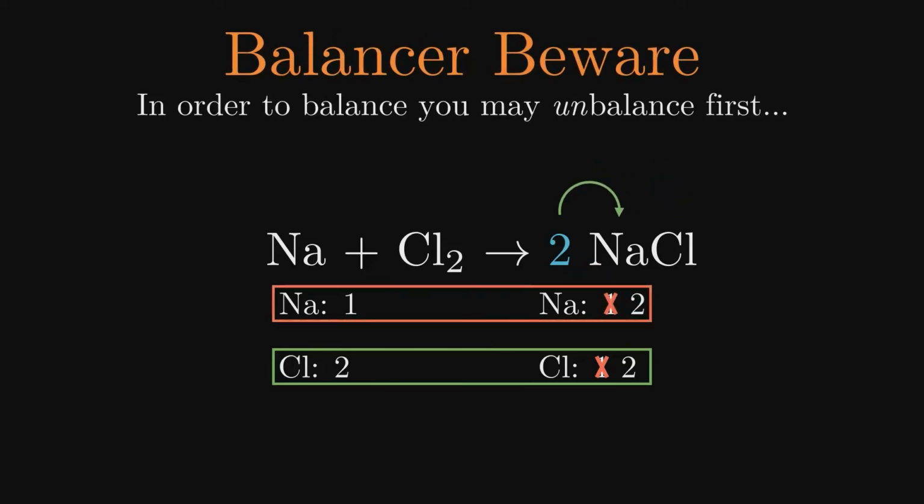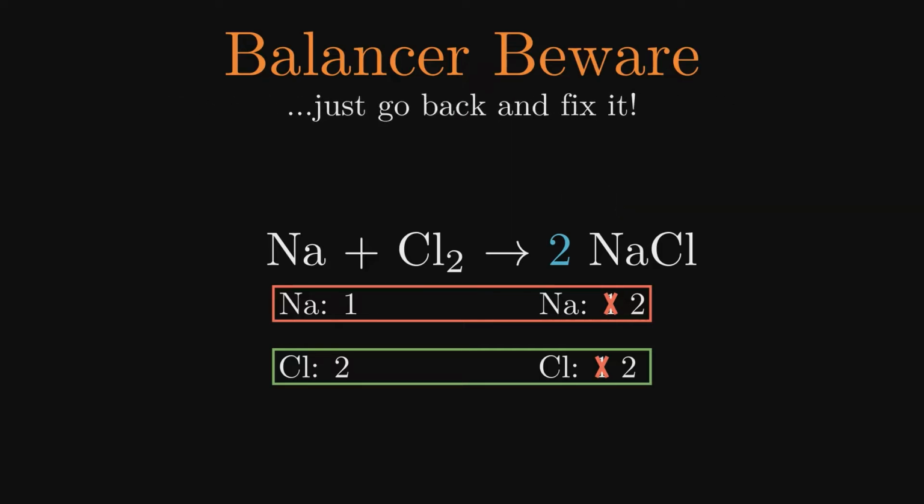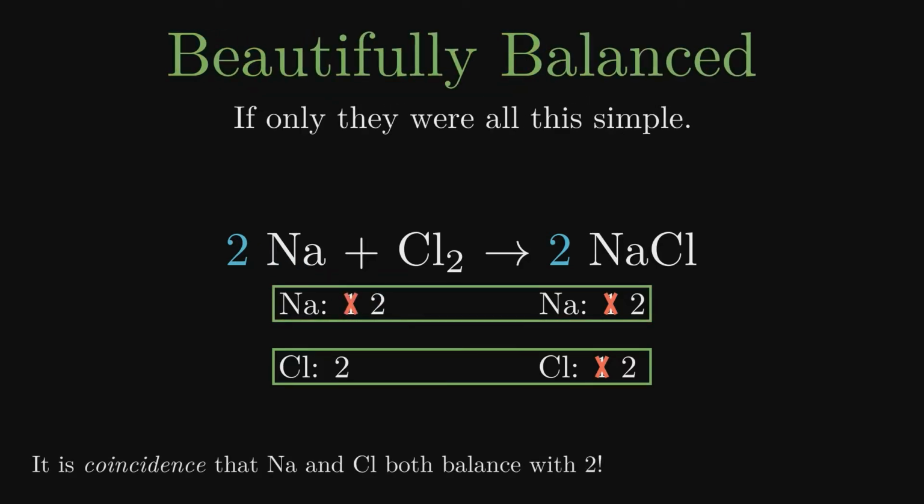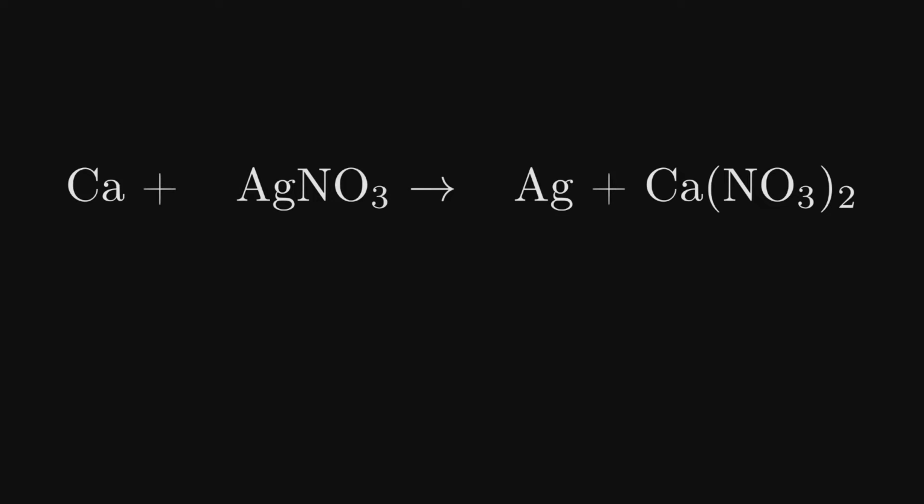Beware, this happens a lot when you balance. An atom that is balanced at the beginning gets thrown off. Don't worry, just remember to go back and fix it. And we can do that by putting a 2 in front of sodium on the left, and we have balanced this equation.